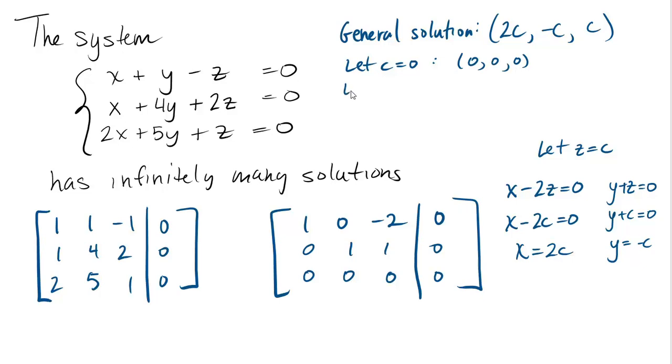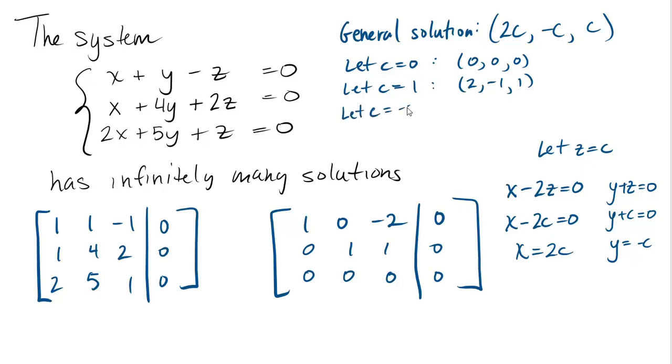Maybe not super interesting. Let's come up with another one. I'm going to let c equal 1. If c is 1, I get 2 times 1 is 2. The negation of 1 is negative 1, and then 1 for c. So 2, negative 1, 1 should be a solution to all three equations. Let's check it. 2 minus 1 is 0. Yes, that worked. 2 minus 4 plus 2 is 0. Yes, it works there. 4 minus 5 plus 1 is 0. That's another solution.